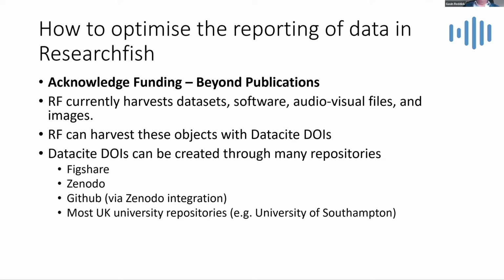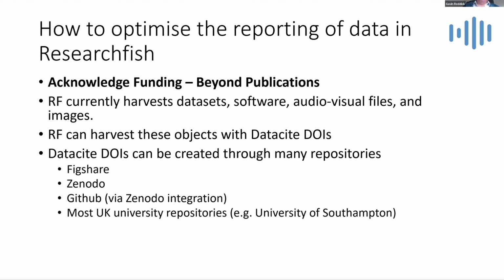GitHub also enables the creation of DOIs for objects, their software or data, through a Zenodo integration that they have. And so you can mint a DOI and you can include the funder acknowledgement as part of that, which enables the automatic harvesting. And in particular in the UK, most university repositories, and I've just picked the University of Southampton here, but actually most universities in the UK, their repositories enable the creation of DataCite DOIs as well.